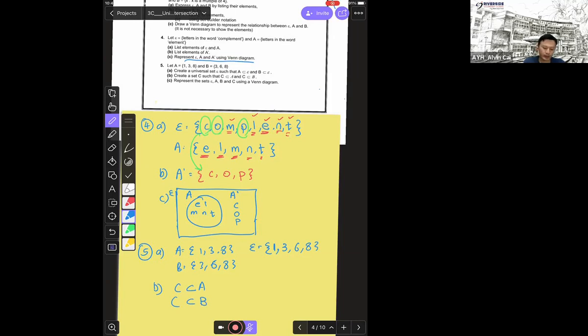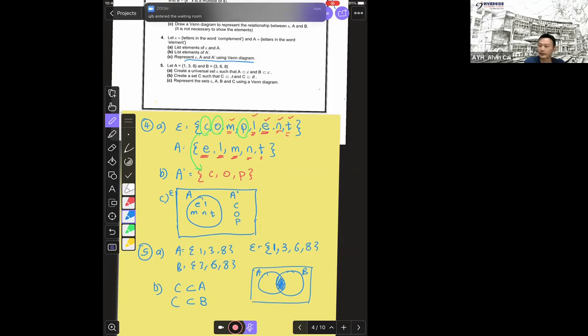Okay, so meaning to say that if you draw a diagram, A is here, B is here. Okay, so C is actually over here. Okay, this one.